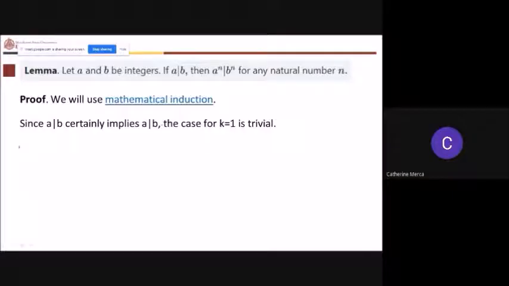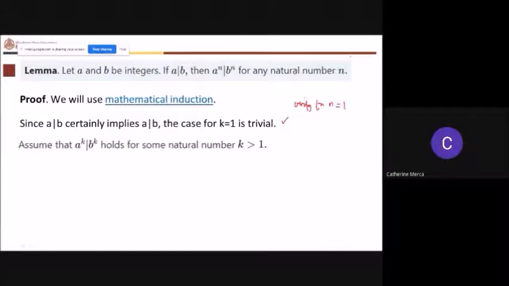The case for k equals 1 is trivial. You have to verify for initial values. That's the first step. Verify for n equal to 1, then you will have a divides b. So, okay siya. Next thing to do is, you consider that a to the k divides b to the k. Meaning to say, you assume that it is true for n equals k.